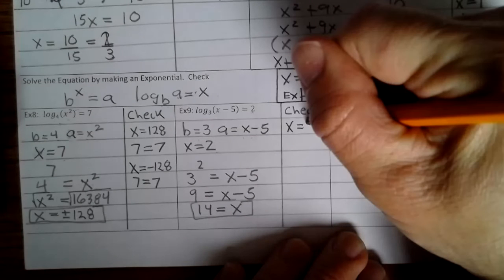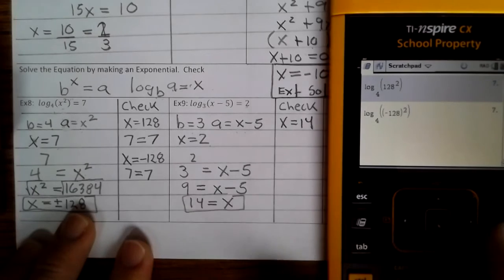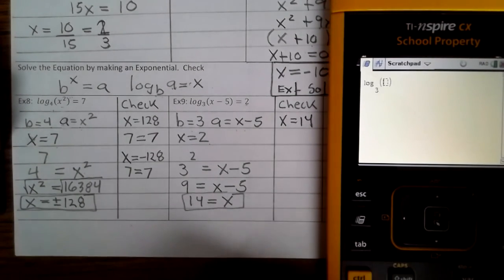So now we're going to plug in log base 3 of 14 minus 5. And that's what I like about the ability to check, because checking allows you to see, oh, this is correct or this isn't correct, or allows you to process information a lot better. So we see here that 2 equals 2. So this checks. All right, last example.